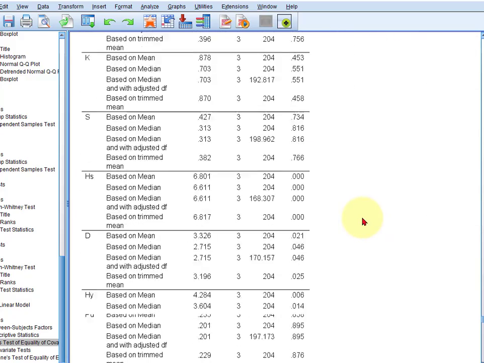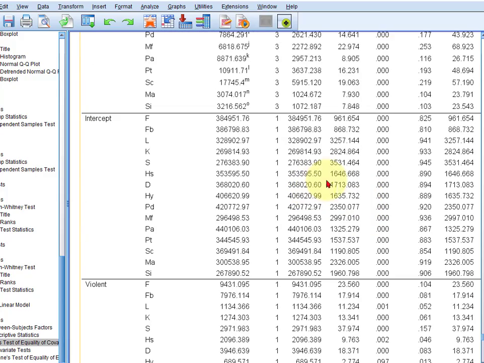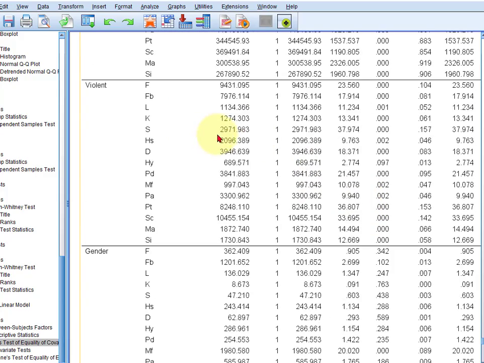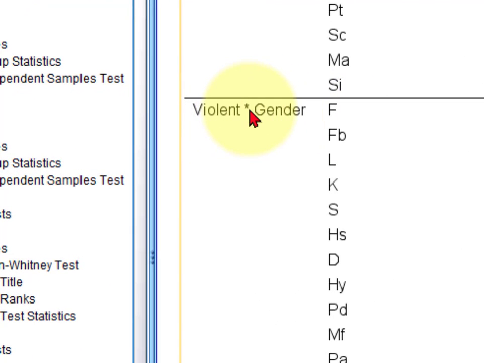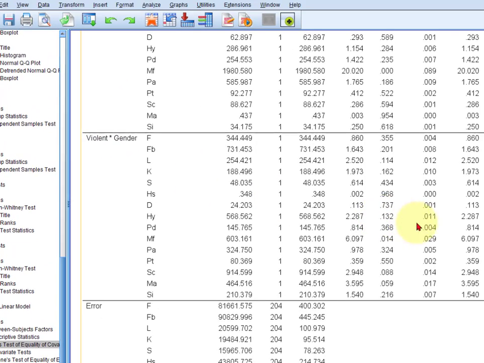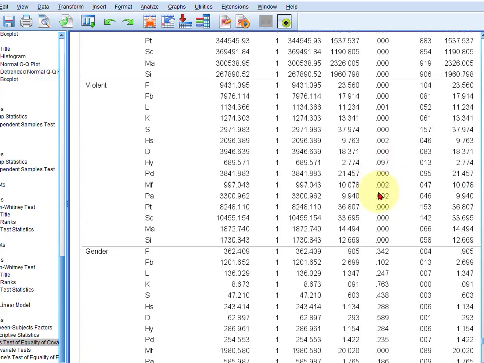But we're looking for the interaction between the two. Where is our interaction? There it is right there. This star term means if there's an interaction. In other words, for example, men who are violent tend to have higher scores, or females that are nonviolent tend to have lower scores, significantly lower. Okay, so that's what this means. And again, we're just going to look at the sig value. And there it is right there. That's this column.